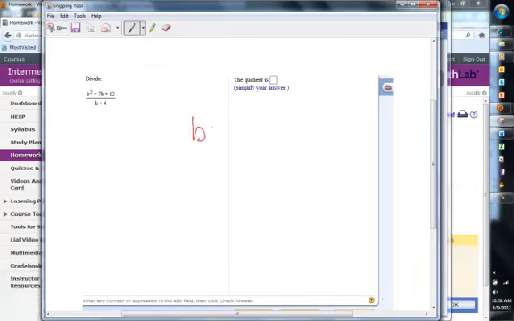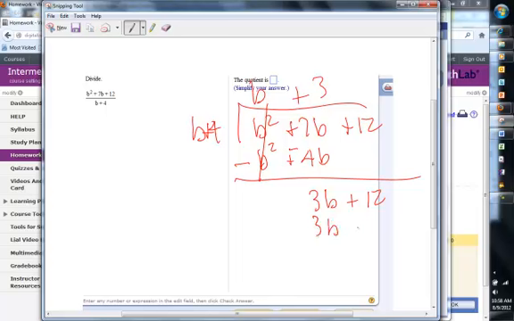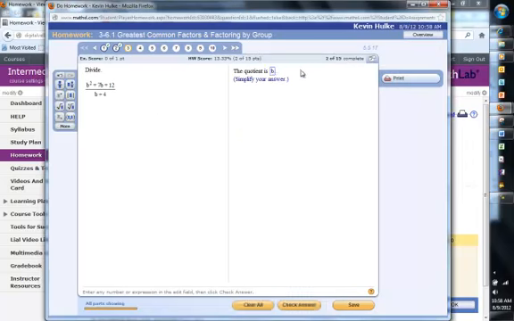Number 3, do some division. b plus 4 goes into b squared plus 7b plus 12. b times b is b squared. b times 4 is 4b. Change the sign and add. These cancel and you get 3b plus 12. So plus 3, b times 3 is 3b, 3 times 4 is 12. Subtract and you get nothing. So your answer is b plus 3.